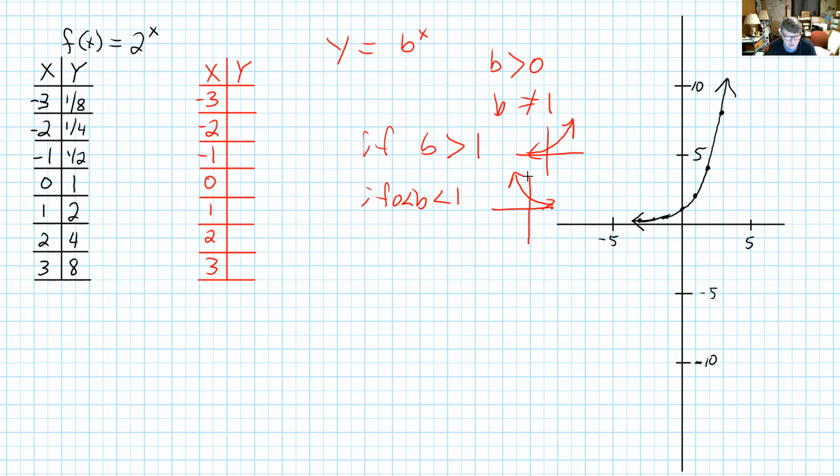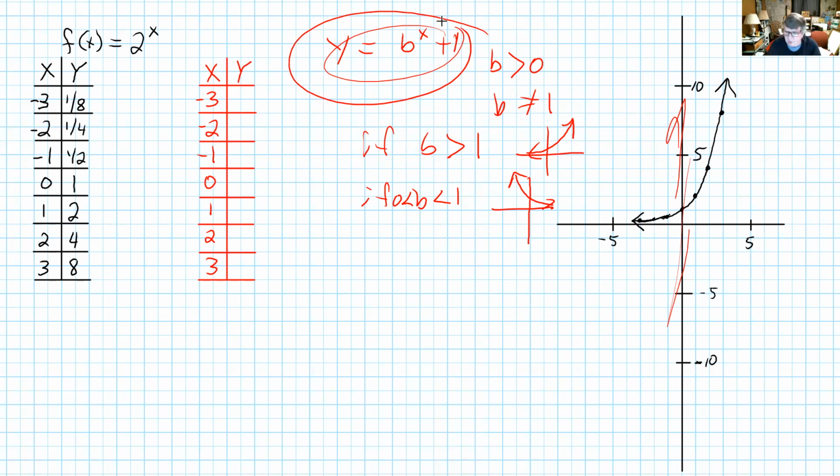We have a y-intercept at (0, 1), and no x-intercepts when it's in this form. Now, if you add or subtract a number out here and you shift it up or down, then yes, you're going to get x-intercepts. Okay. But anyway, any questions about this information? All right.